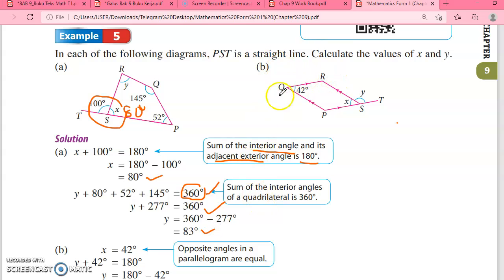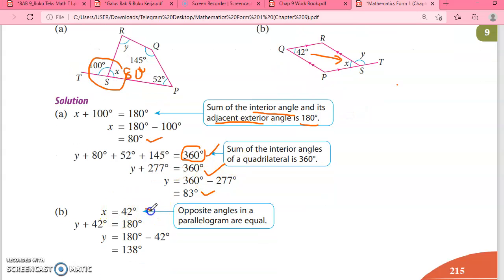B. This is a parallelogram. In a parallelogram, the opposite angles are the same. So x equal to 42. x equal to 42.